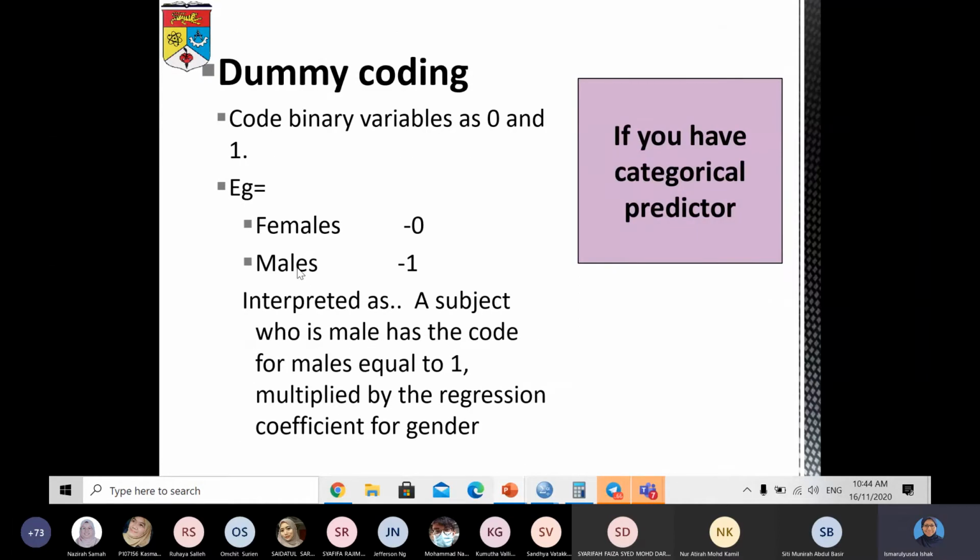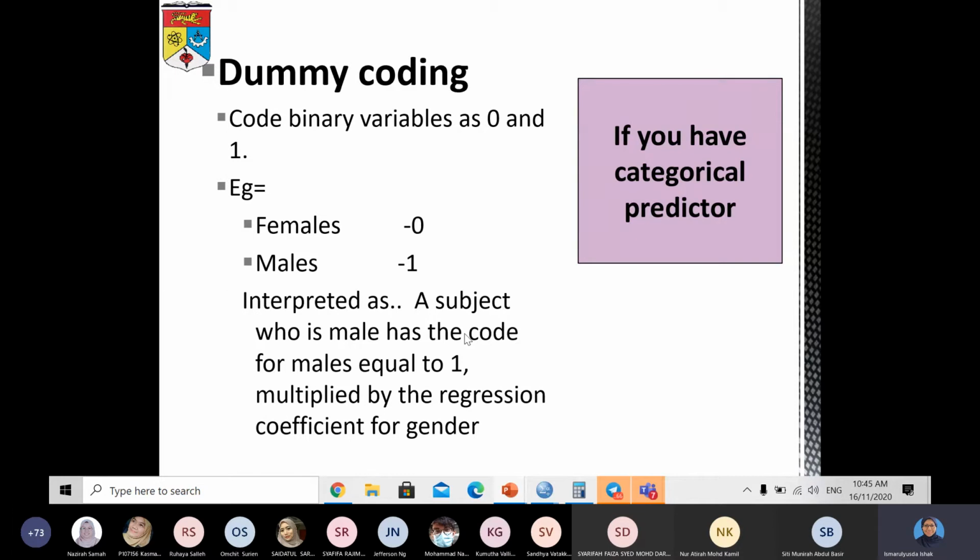Okay, dummy coding. This is the case where your predictors, your independent variables, are not continuous, but dichotomous, for example females and male. So you have two codings. This is the dummy coding. You code 1 and 0, not 1 and 2, but 0 and 1. For example, females as 0, males as 1.